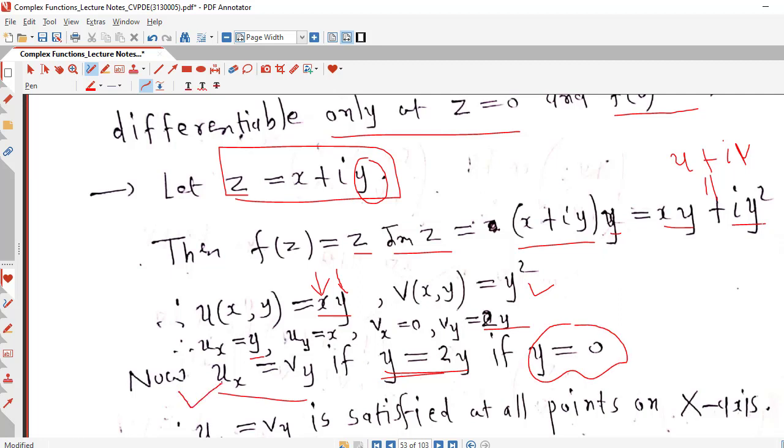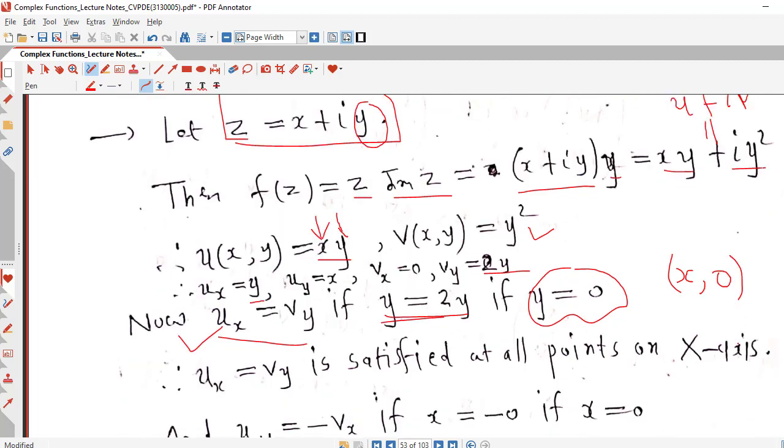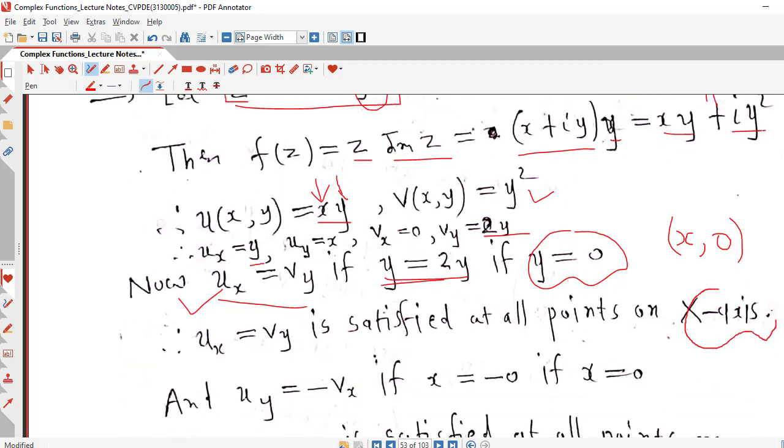So this equation is satisfied at all the points whose y component is 0, and the points whose y component is 0 are on the x-axis. So the first equation is satisfied at all the points on the x-axis, because on the x-axis y is always 0.